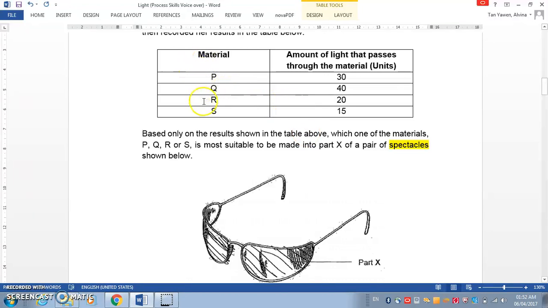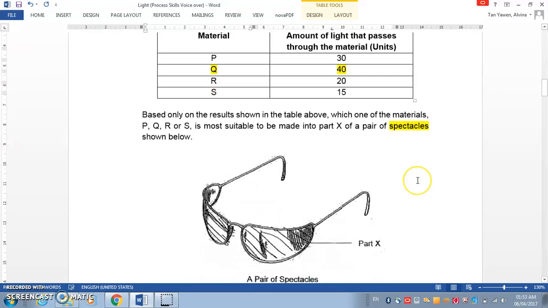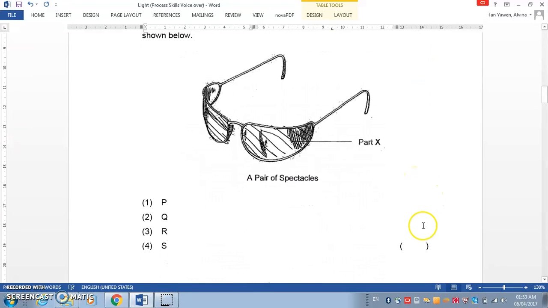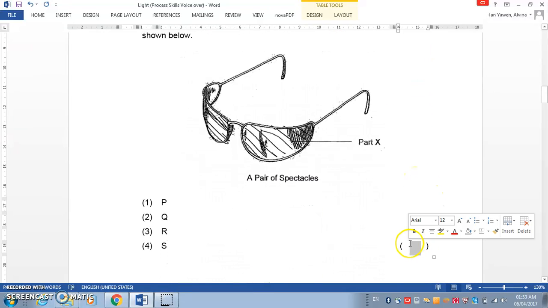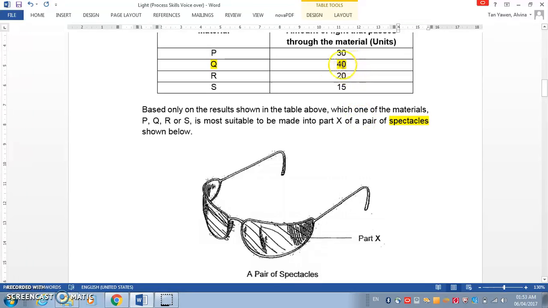Which material actually allows the most amount of light to pass through? So the largest number is actually 40, which makes Q the most suitable object. So therefore, Q should be the best material because it allows the most amount of light to pass through, meaning that it should be clear.